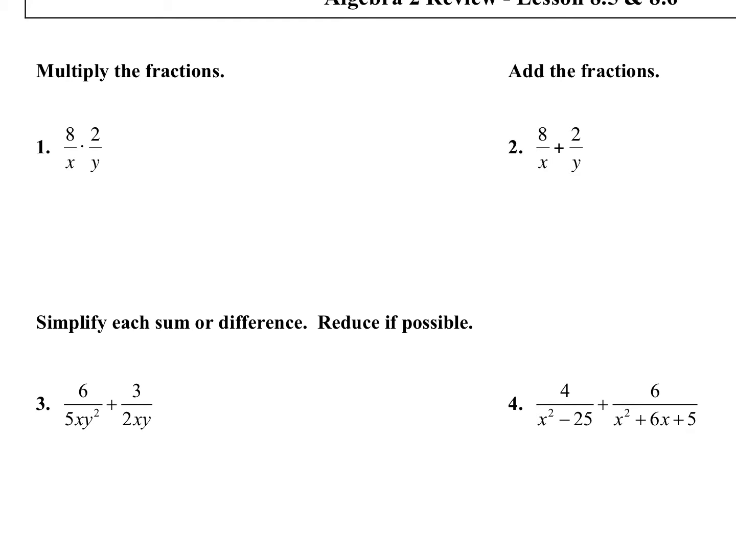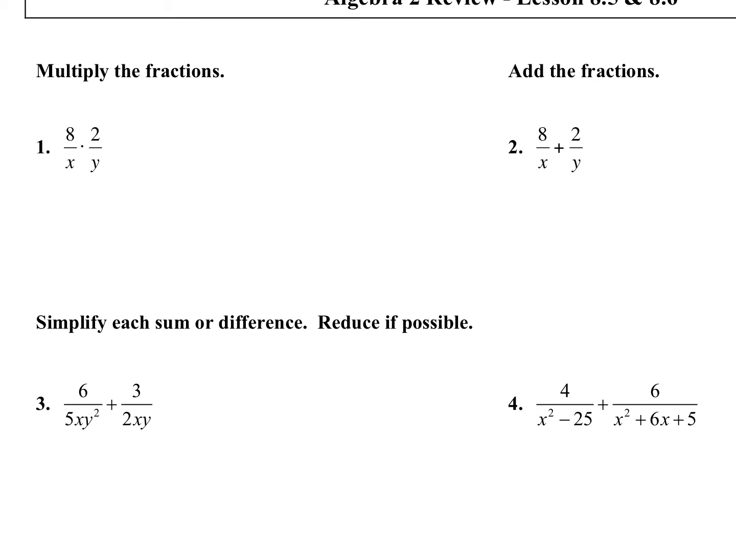Okay. So the first one, I just want you to see, so often these things get misconstrued. Number 1 versus number 2, okay? Number 1, you're multiplying fractions. Number 2, you're adding fractions. What is the difference? What do you do differently when multiplying fractions versus adding fractions?